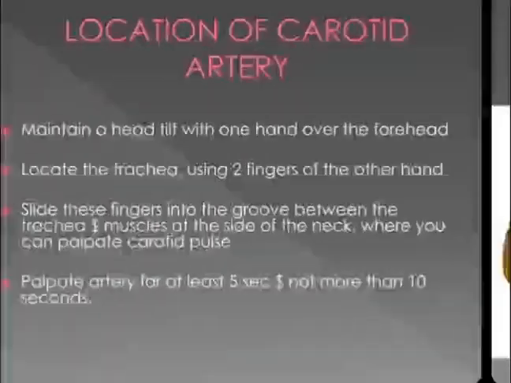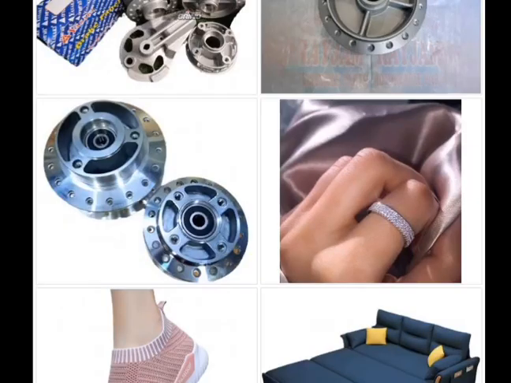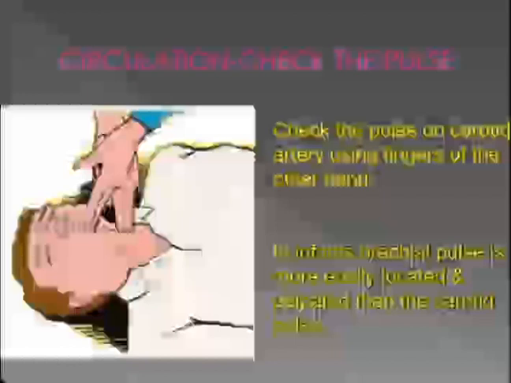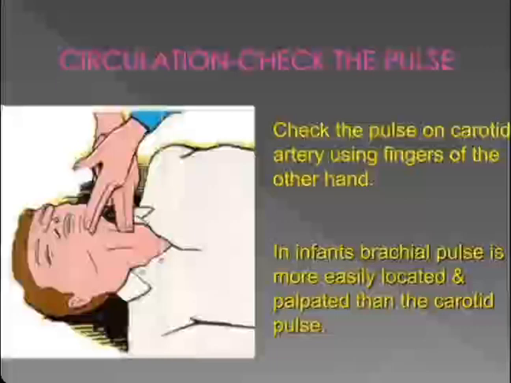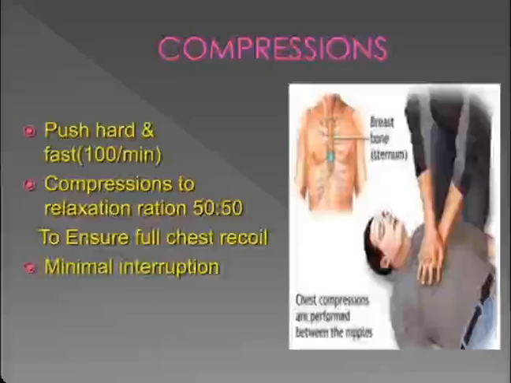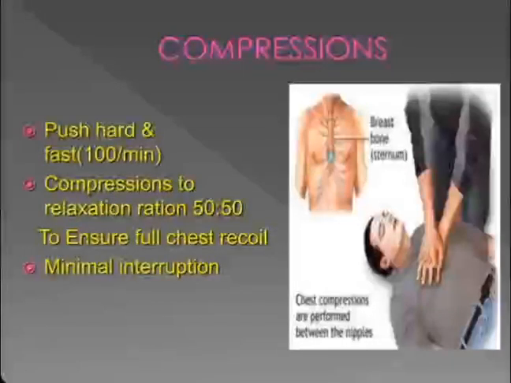Circulation: check the pulse. Check the pulse on the carotid artery using the fingers of the other hand. In infants, check the brachial pulse. This is more easily located and palpated than the carotid pulse. Compression: push hard and fast, 100 per minute. Compression to relaxation ratio is 50:50, to ensure full chest recoil, with minimal interruption.